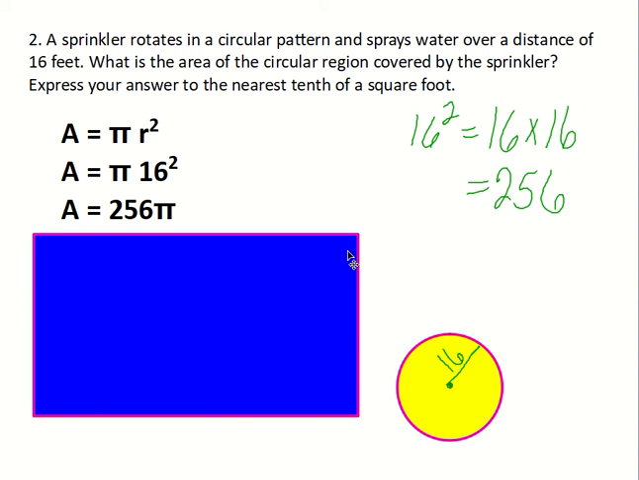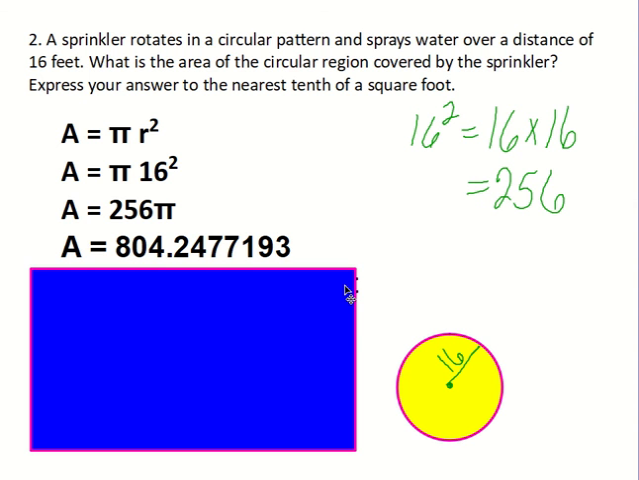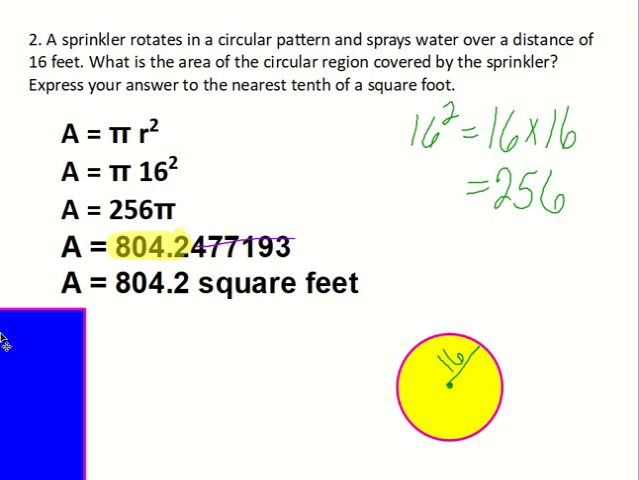Now for rounding to the nearest tenths of a square foot, what you're going to do is take out a calculator and multiply 256 times pi. Doing so, you get the following: 804.2477196. And from here, we have to round. If you're looking at the number in the tenths place, you have a 2 right here. And the number right before it is a 4. That 4 tells me to drop. So when I do my rounding, I'm going to drop. And my final answer would be 804.2 square feet.